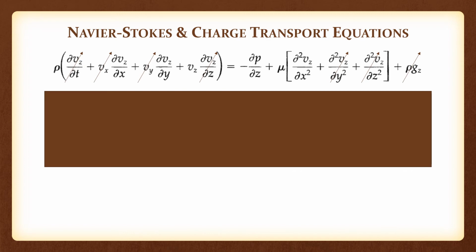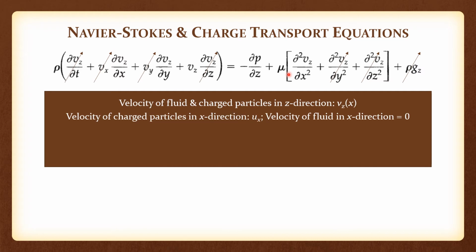So in your Navier-Stokes equation, the velocity of the fluid and the charged particles is Vz of x. So all these terms vanish because Vx is 0, Vy is 0, and Vz is not a function of z. At steady state, this is 0. And then these two terms vanish. You can neglect gravity, and therefore you only have these two terms left, right?